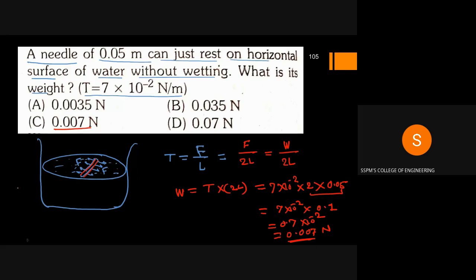Okay, so the formula required is surface tension is force upon length. For the needle, consider the length 2 times its original length. So it is 2 into L. And here force is nothing but the weight force. So weight divided by 2L. Okay, this is the basic formula. Simultaneously note down the important formula. And if you want, you can take a screenshot of the question.